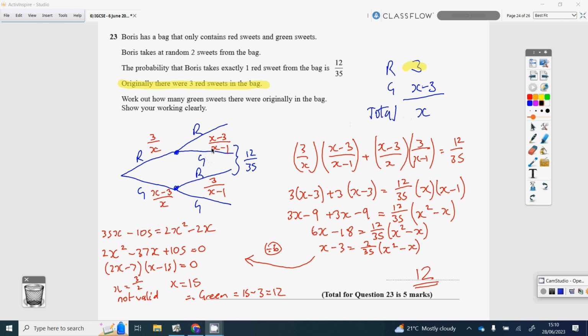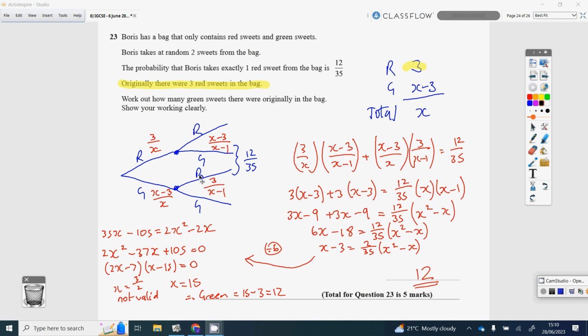So our denominator is going to be x minus 1. So to end up with red-green, it's this times this: 3 over x times x minus 3 over x minus 1. So let's just park that. That there is getting red-green.